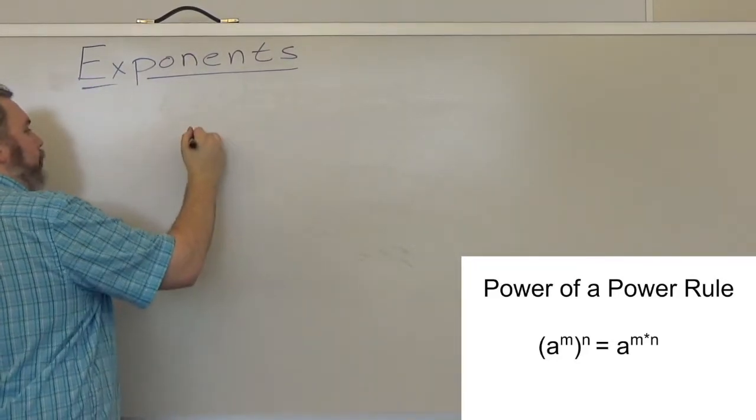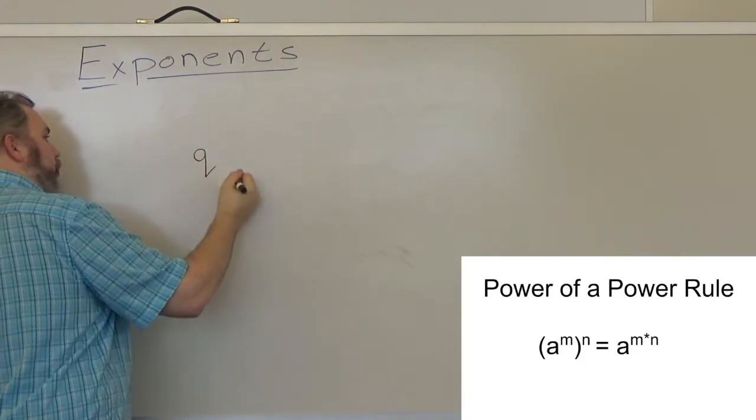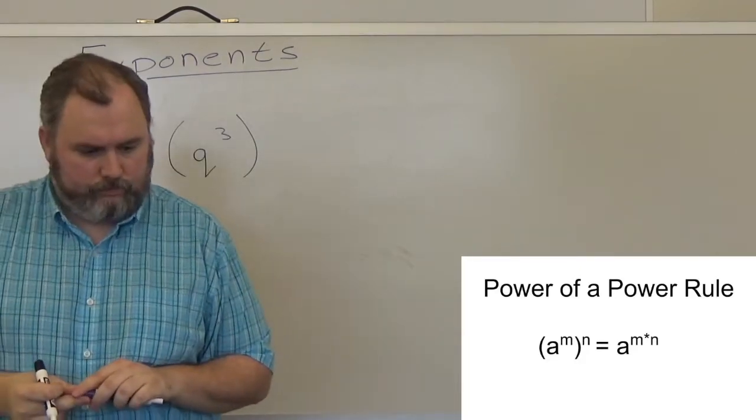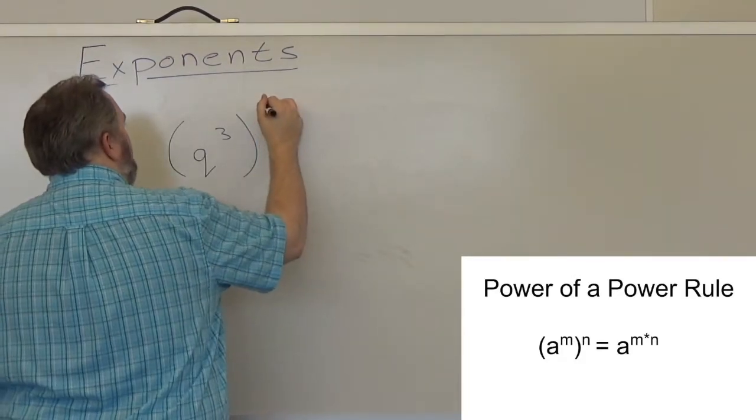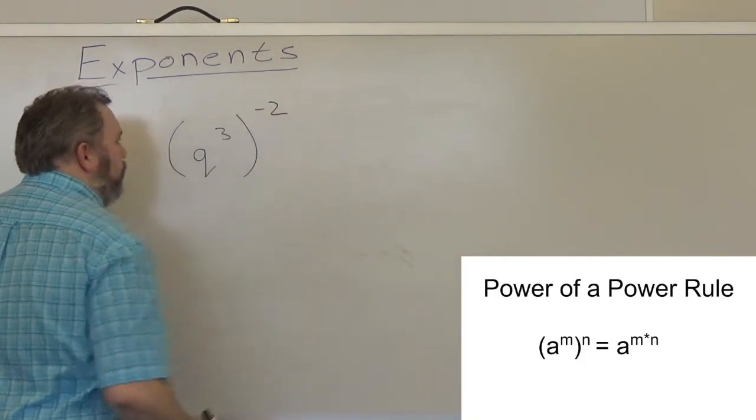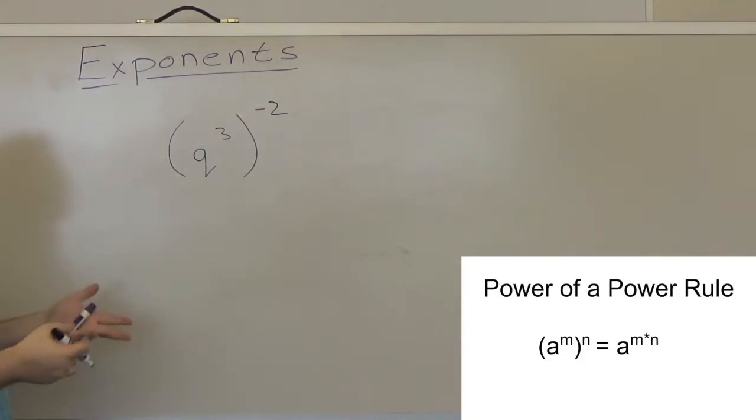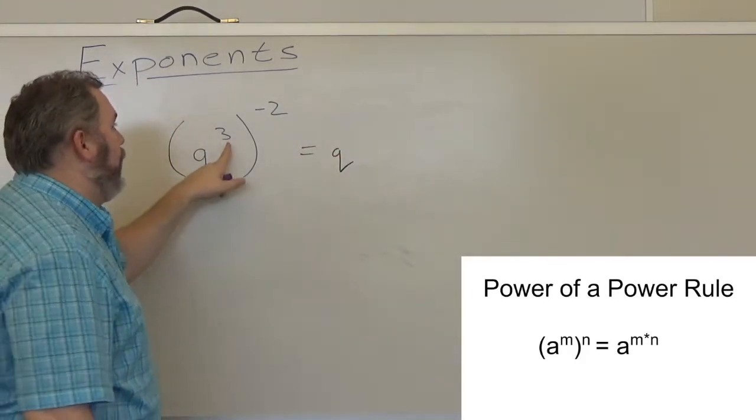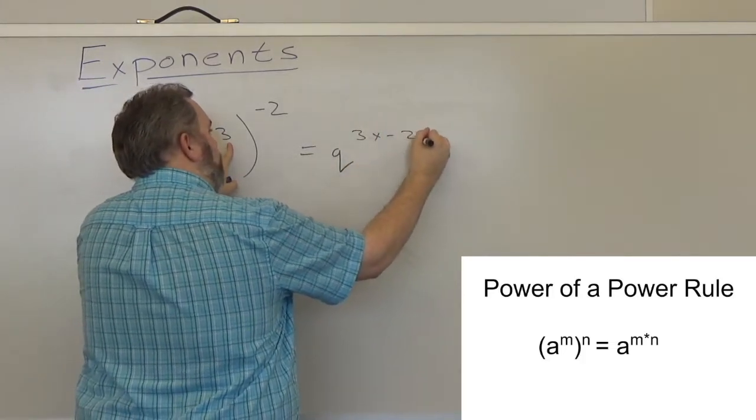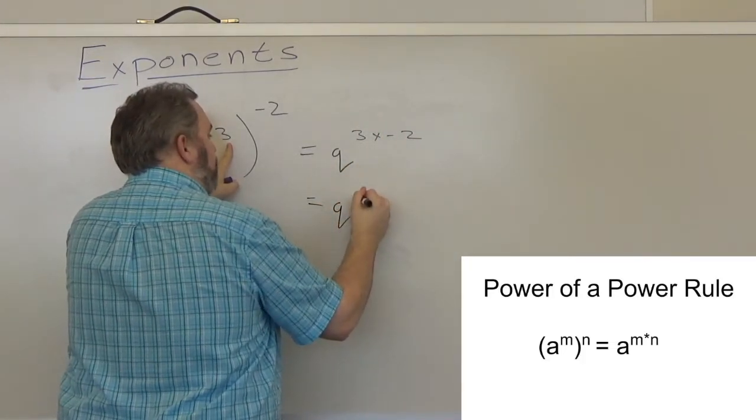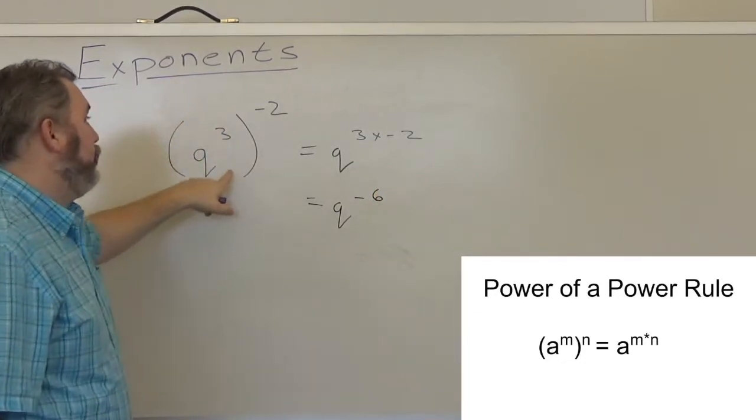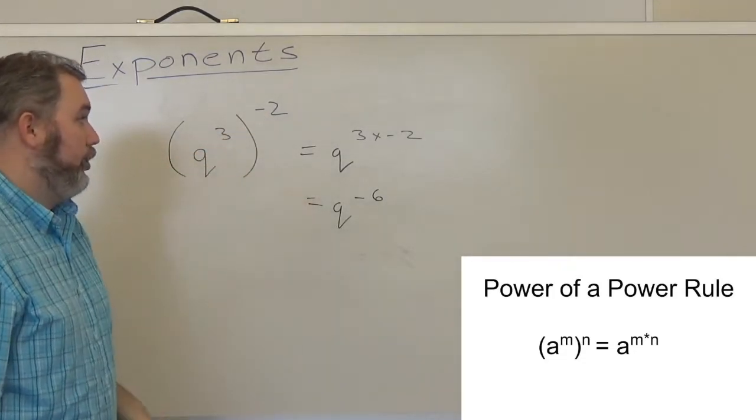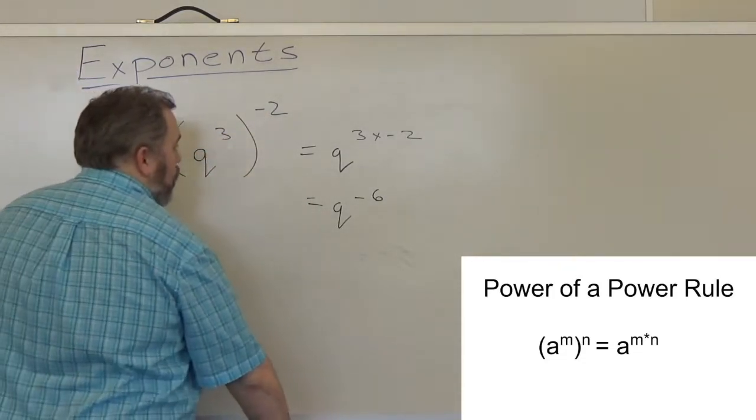If I have q to the 3rd power, and I am raising it to, let's say, the negative 2nd power, all I'm doing is keeping my base, which is q, and I'm going to multiply 3 times negative 2, which gives us negative 6. So q to the 3rd power, all raised to the negative 2, is q to the negative 6. One last one.